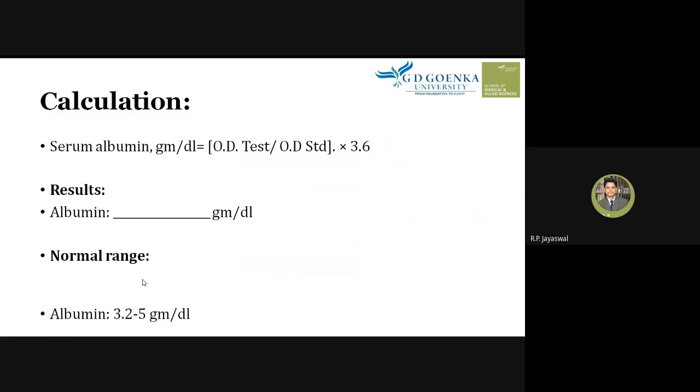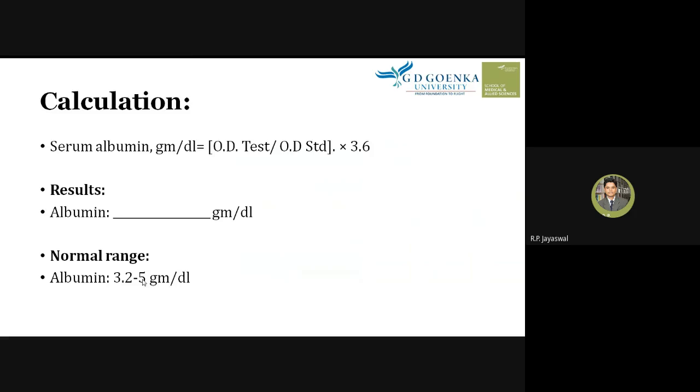Normal range for albumin is 3.2 to 5 gram per dl. If the value is less than 3.2, then there is less albumin in the sample. If the value is more than 5, we consider it an elevated level of albumin. Usually we see this in dehydration, but a low level of albumin is clinically significant.